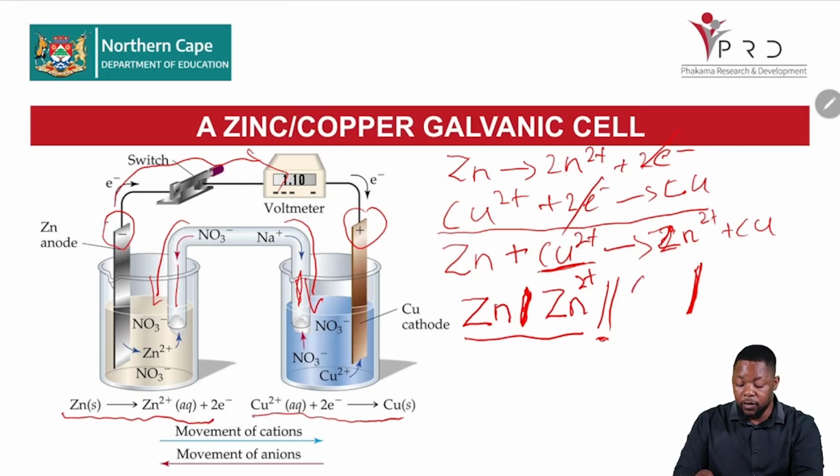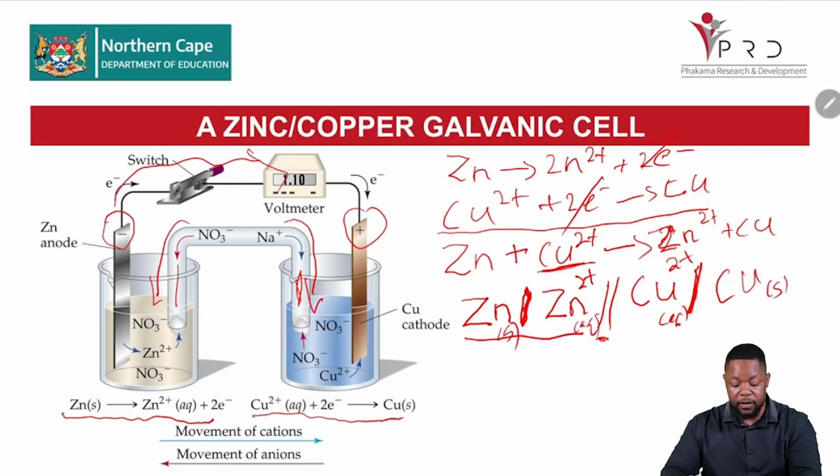So for the reduction part, we are going to start with the copper 2+, which changes phase to become Cu. So this is solid. This one is aqueous, and the other one is solid. So that is just a reminder of how we write the cell notation. You will also be aware that we are not using platinum in this case because both zinc and copper are metals.